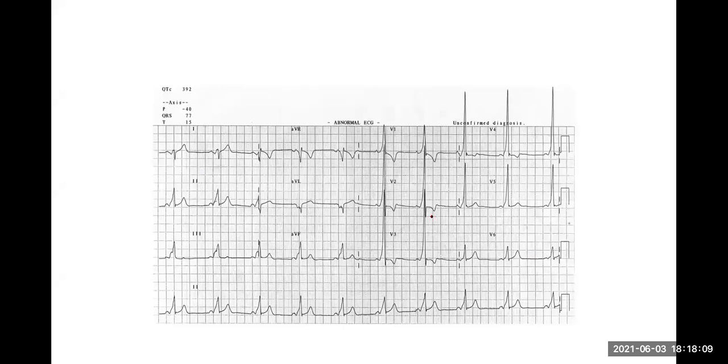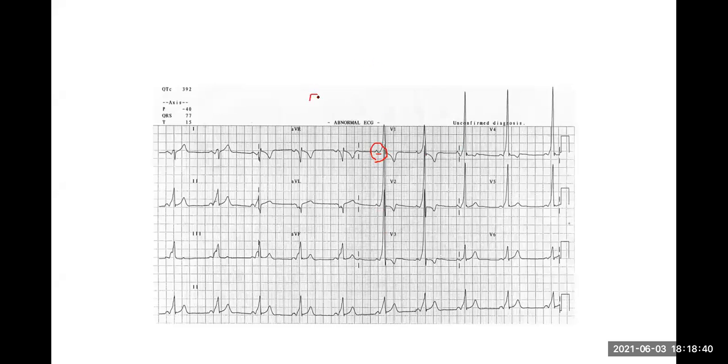So, this is an interesting one, not very common. Anyone know what this one is? This is just for interest, if you like. Wolff-Parkinson, yeah, very good. This is Wolff-Parkinson-White syndrome. Why do we say that? Two reasons. One is you can see the PR interval is short.